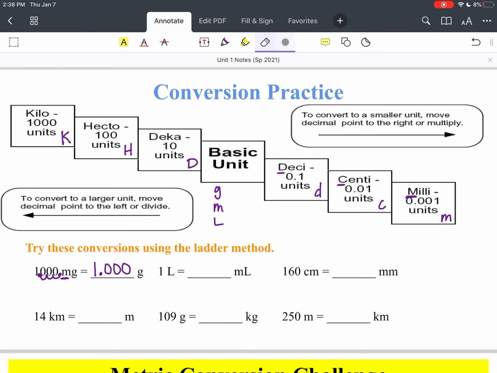Okay, let's look at the next one. Let me erase this right here. The next one, I'm starting at liter and going to milliliter. Remember, I need to find my decimal. I know it's right after the 1 because it's a whole number. So I'm starting here at the basic unit. I'm going to go 1, 2, 3, all the way to milli.